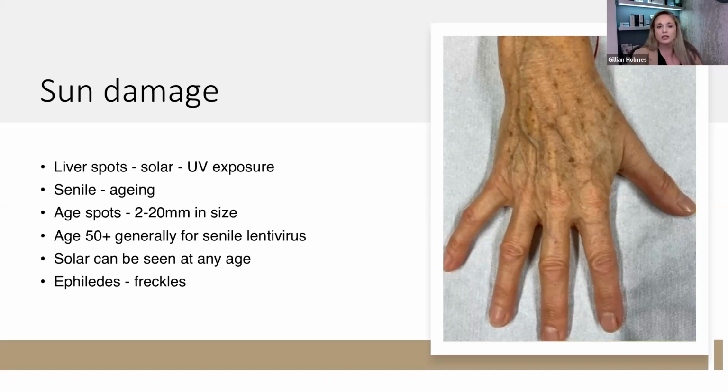So with sun damage, liver spots, senile lentigos, a number of different names for the hyperpigmentation that can occur on the skin, typically in terms of size anywhere between 2 and 20 millimeters. And as a rule, because of the aging process and the changes that occur in the skin, you're looking at kind of 50 plus. However, if there's any issues with melanocytes, any kind of age group can be affected.